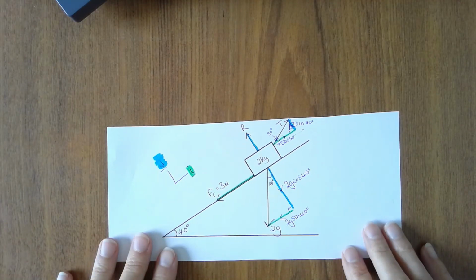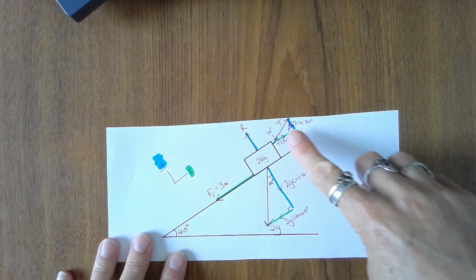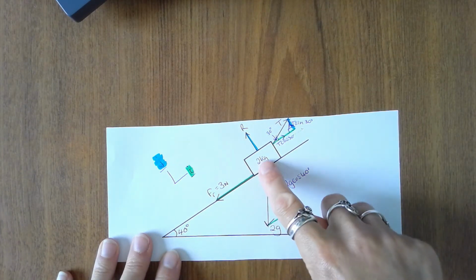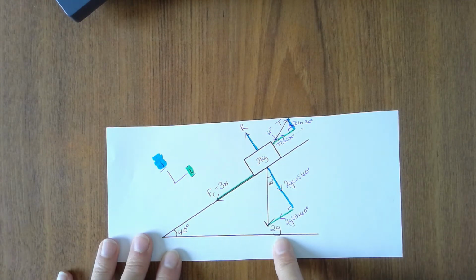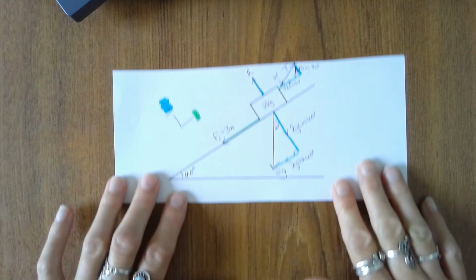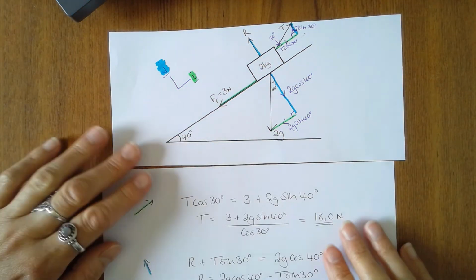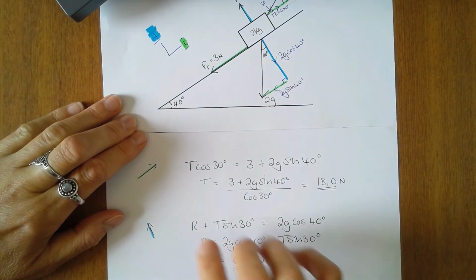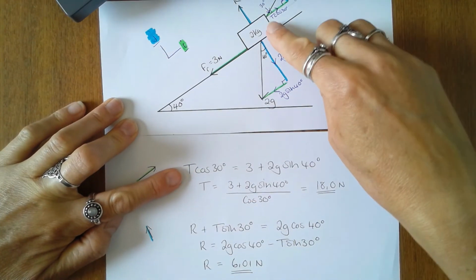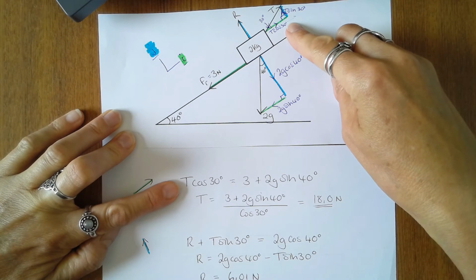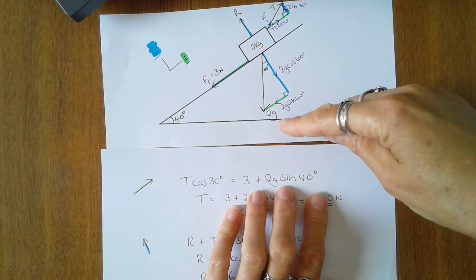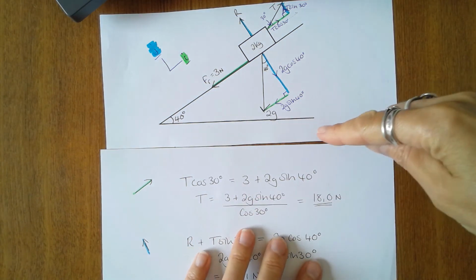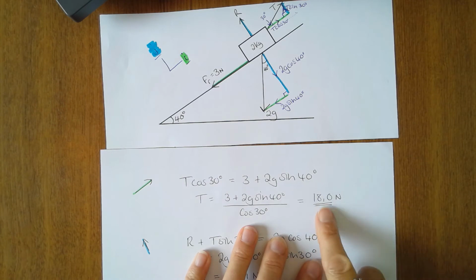So here I have friction is 3 newtons. I've given an angle here and an angle here and a mass to the box, which means that the box, 2 multiplied by gravity, gives me the weight. So now resolving parallel to the slope, I have T cos 30 going up the slope, and balanced against that on the other side of the equation, 3 and 2 sine 40 going down the slope, which gives me this equation here, and that's equal to 18.0 newtons to 3 significant figures.